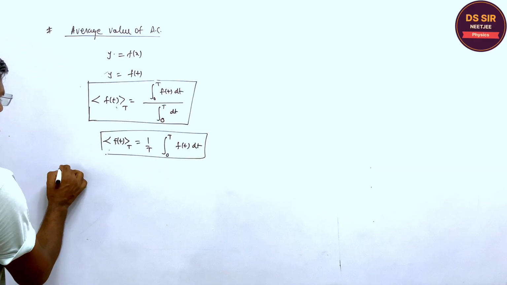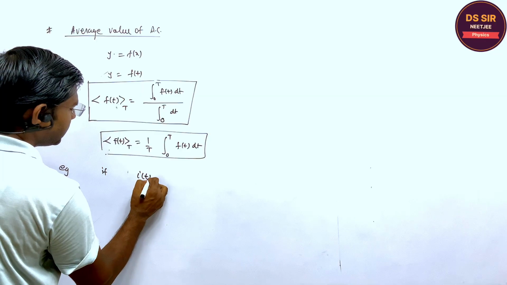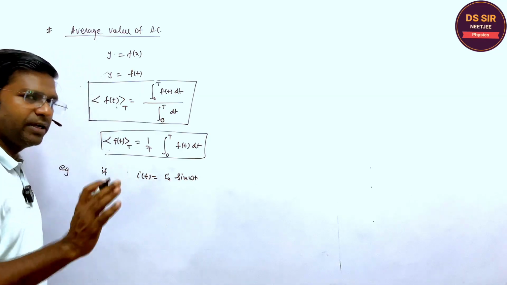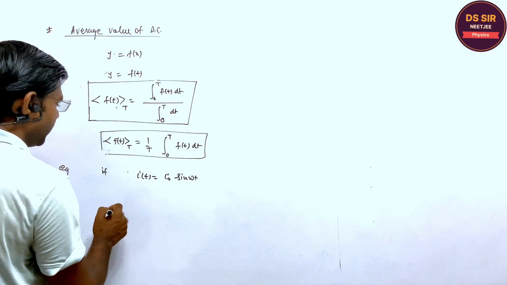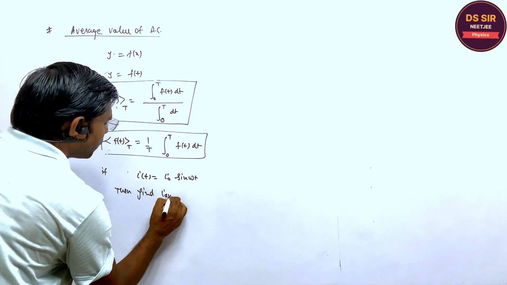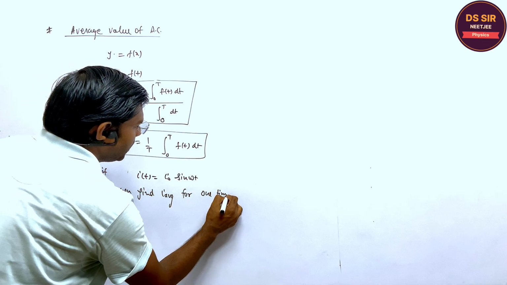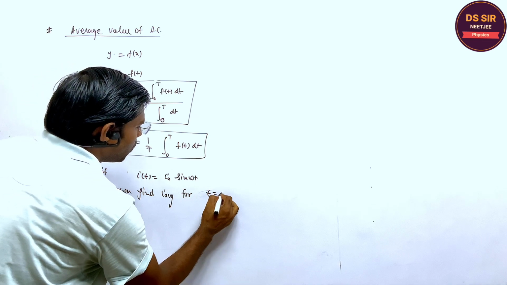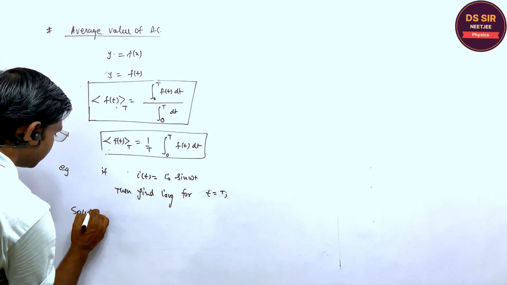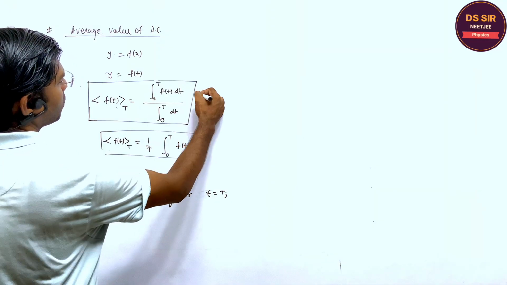For example, if we have the current I is equal to I naught sin omega t, and you want to find its average value for one time period, for t is equal to T, right? So this is the question. Is it clear? Copy this. How to find the average value? This is the formula.